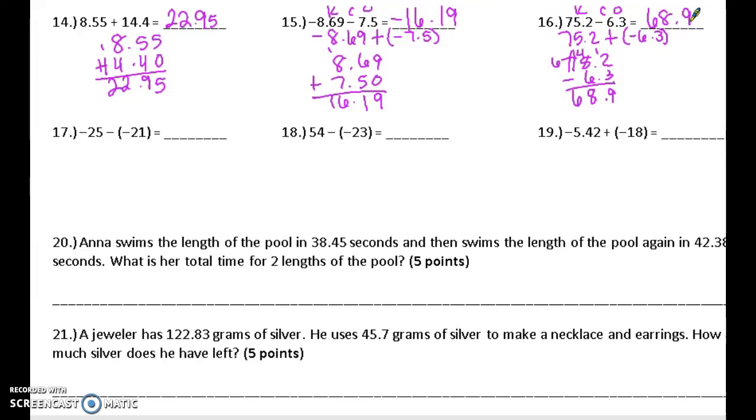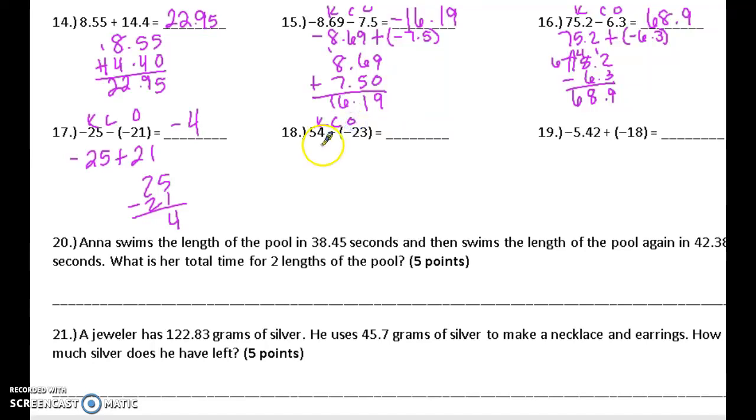For 17, I'm subtracting, so I use additive inverse to change this to addition and take the opposite of the second number. My signs are different, so I subtract. That leaves me with 4, and the number with the highest absolute value is negative, so my answer is negative.